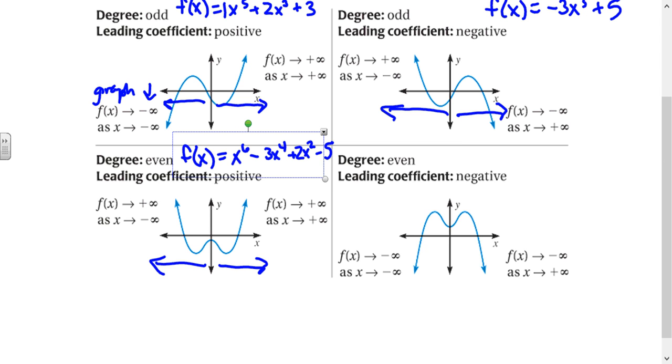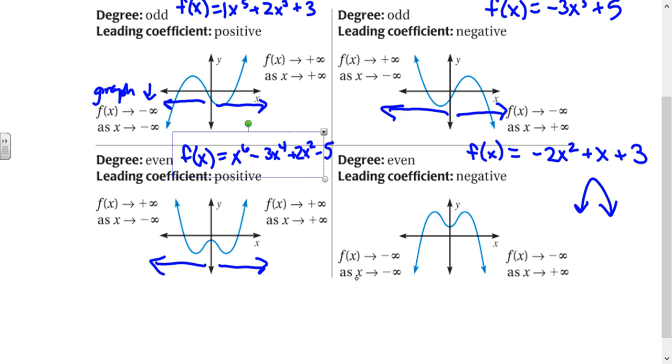Now the last one is if it's negative. Well, if it's even and negative, it just flips upside down. So, for example, if I had f of x equals negative 2x squared plus x plus 3, I know my degree is even because I have a 2, and my leading coefficient is negative, so it's going to be upside down. This would be an upside down parabola. It's a quadratic, so we know it's a parabola, and it's going to be upside down because the leading coefficient is negative. So we know that both ends go down.